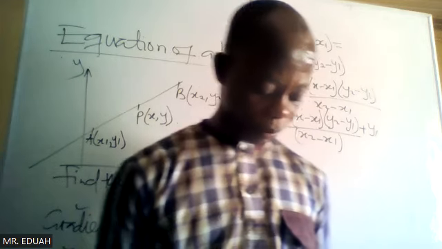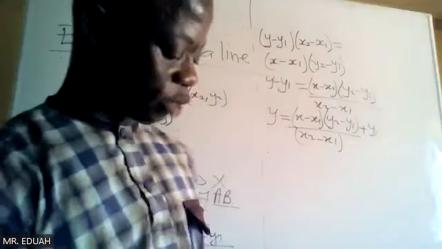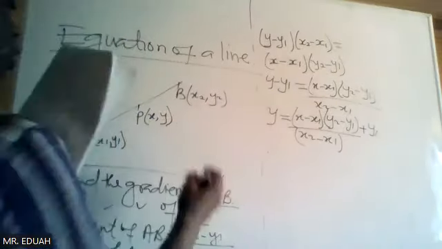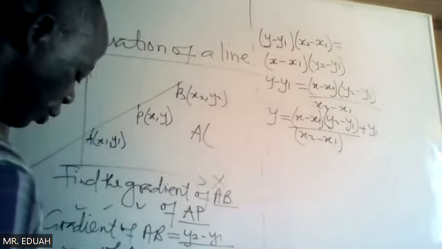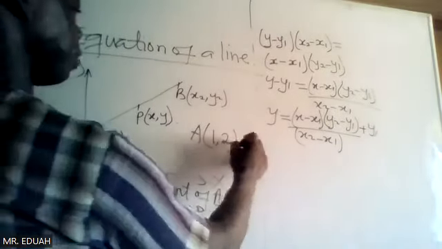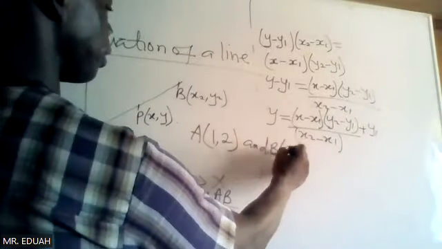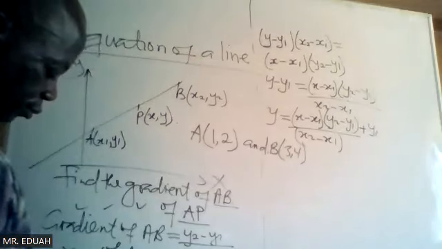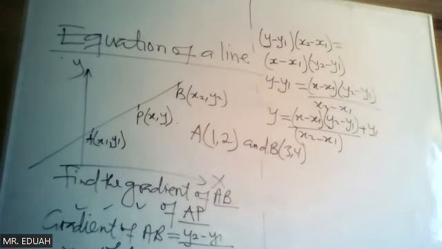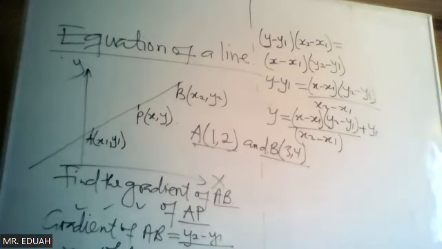Find the equation of the line passing through the 2 points. The first point A has the coordinates 1, 2, and B has the coordinates 3, 4. Find the equation of the line passing through these 2 points.